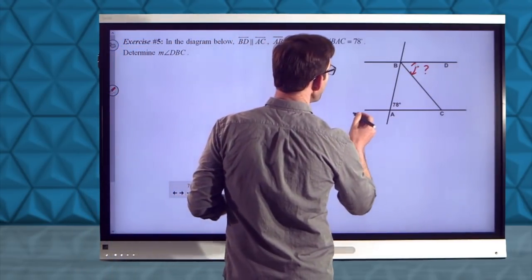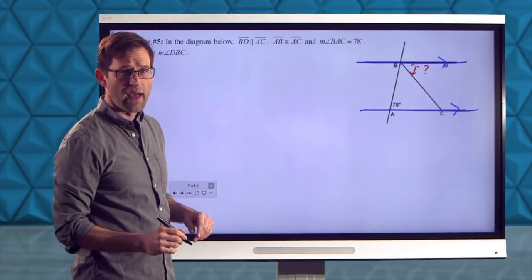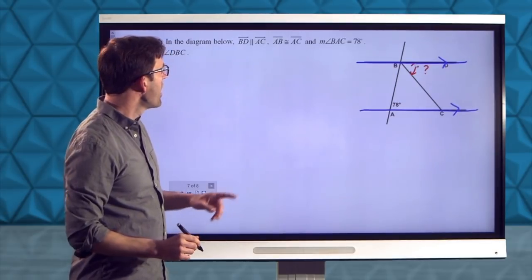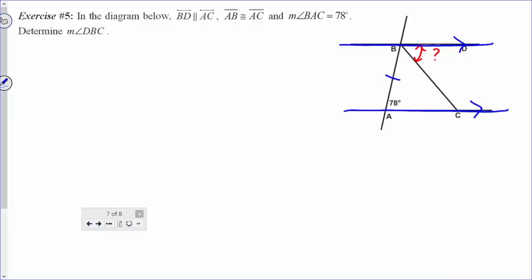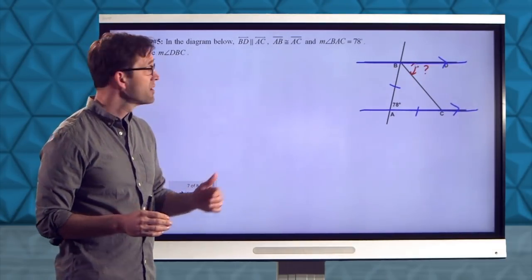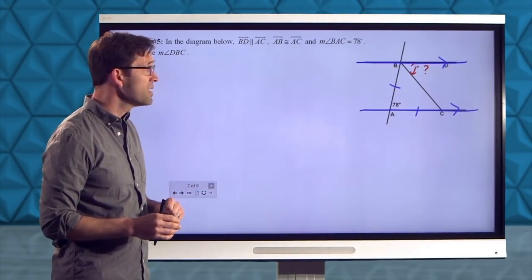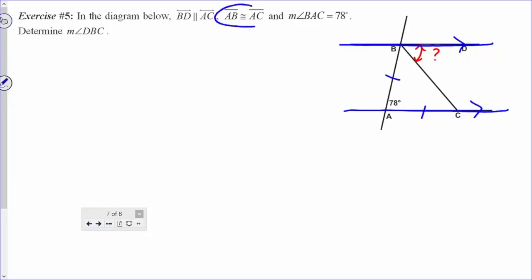Well, I know that BD is parallel, let me go back to blue, I know that BD is parallel to AC, and there's a ton that comes along with that, all right? And I know that AB is congruent to AC. Now we have to use both that parallel fact and the fact that AB is congruent to AC to figure out the answer. Let's first use this fact.